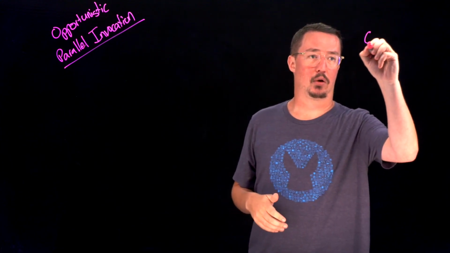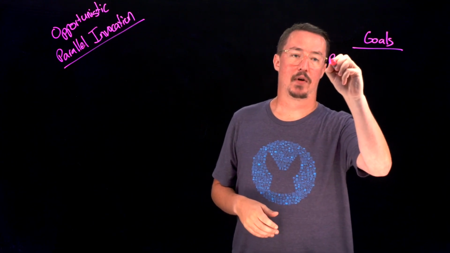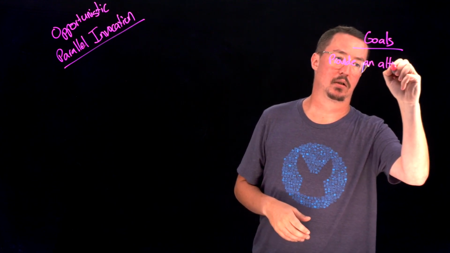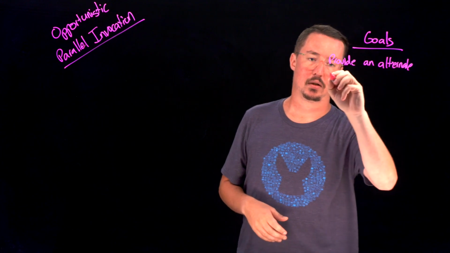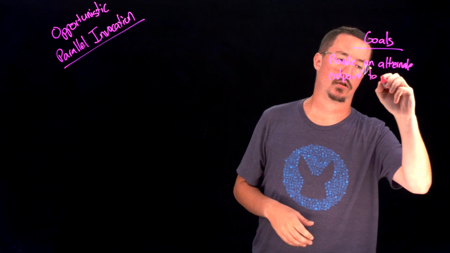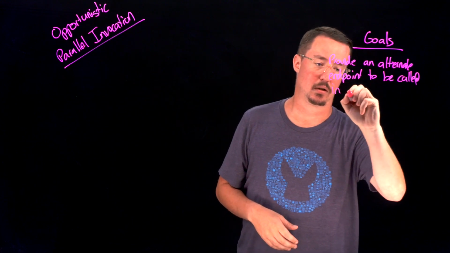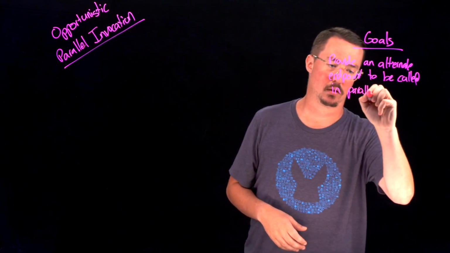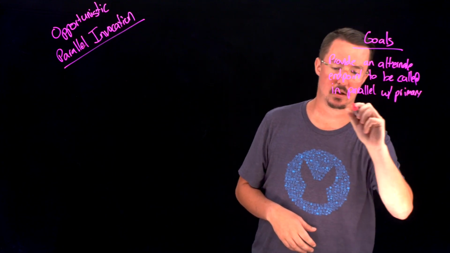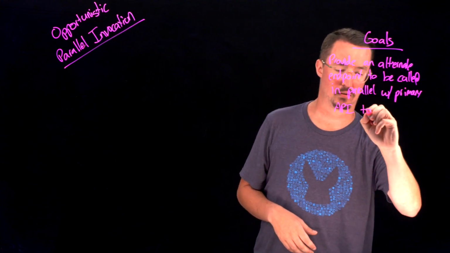So if we want to talk about our goals for this actual pattern, it's going to be to provide an alternate endpoint to be called in parallel with the primary API to provide a better chance of a success message.